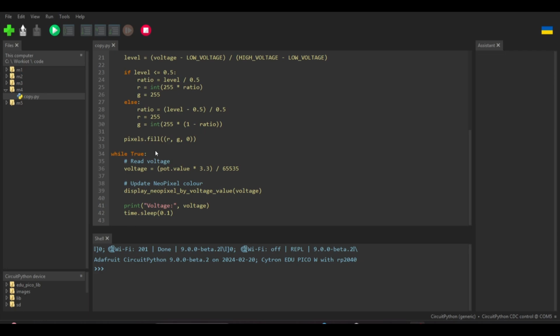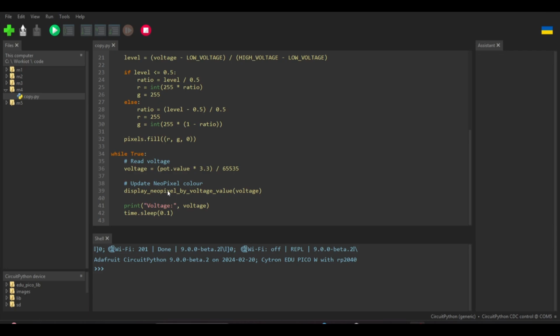So the next one is the while loop. This is the main loop: read, update, print, and wait. Voltage equals port.value multiplied by 3.3 divided by 65535, as you can see at line 36. This converts the 16-bit ADC reading to actual volts, assuming the reference voltage of 3.3 volts. Port.value ranges from 0 until 65535, and multiplying by 3.3 divided by 65535 maps it to 0 until 3.3 volts.